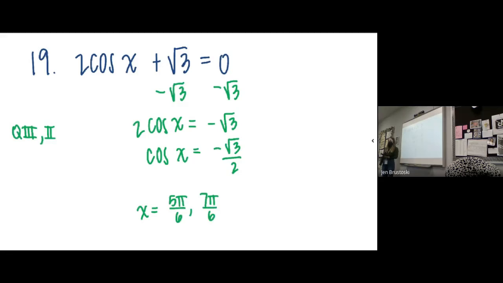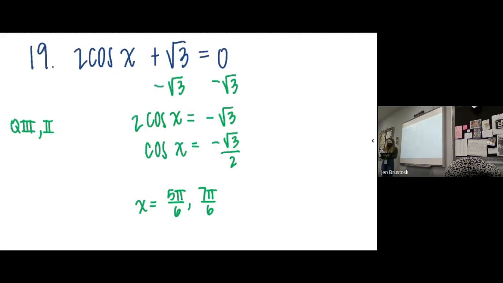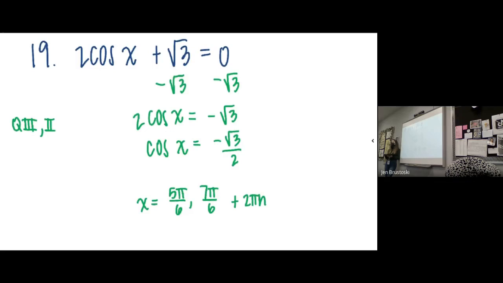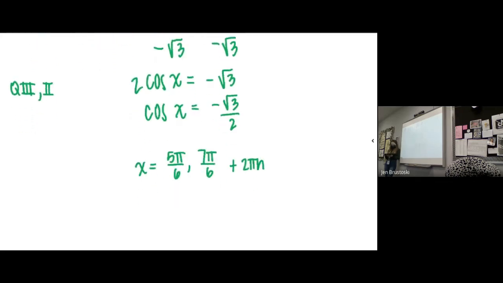Am I finished? I got to do what? Hannah? Add the periods. We got to add 2 pi n. I don't think this asked for that. Did it ask for the interval? Caleb's shaking his head no.